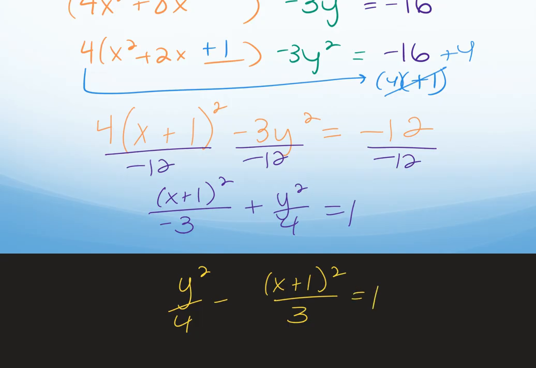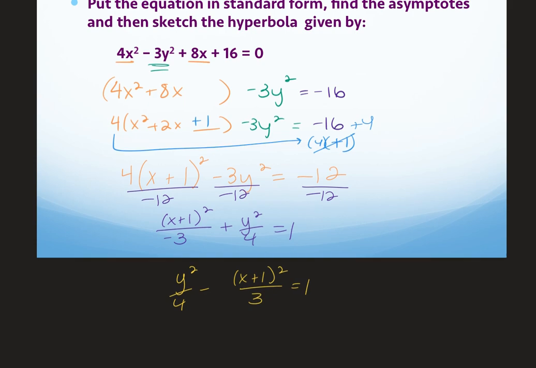Which is why you wait until it's in standard form to decide if this is vertical or horizontal, where your center is or anything like that. Because if I went off it at the beginning, my y was the one that was squared, which would imply that the y comes second, right? But that's because it wasn't in standard form yet. We get it into standard form, and then we make the decisions on it.